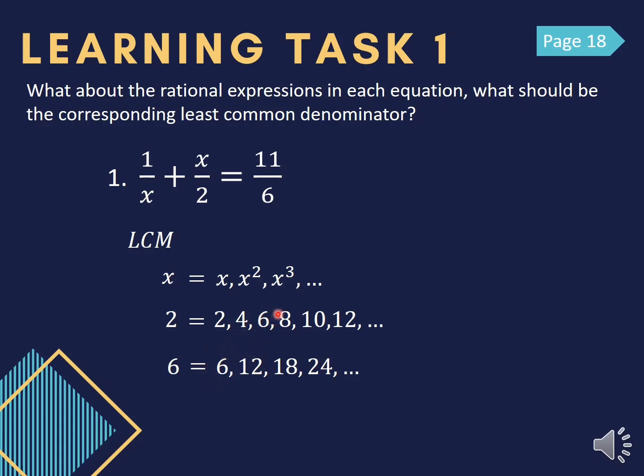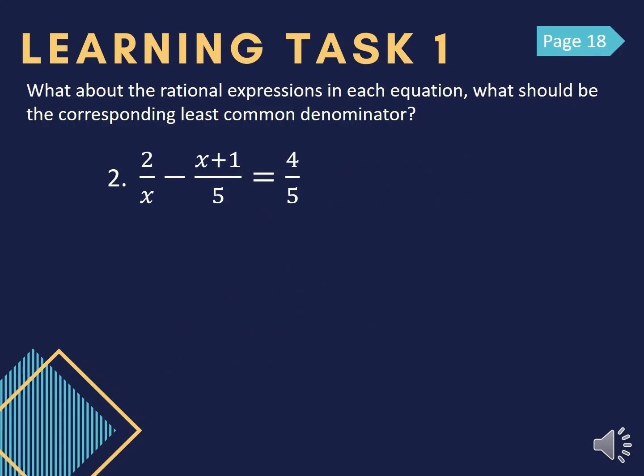Since in the numbers, we have 6 as the LCM, what about the LCD? Meron pa tayong x dito. So in that case, we can have the LCD of 6x. Since it is an algebraic expression or variable, we just need to multiply it to the least common multiple of the two numbers. So the LCD between x, 2, and 6 is 6x.